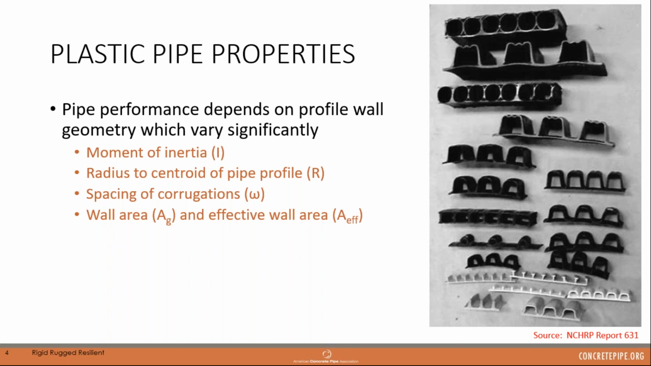The moment of inertia, the distance from the centroid of the pipe wall to the outermost element, which is an important thing to know for calculating stresses in the pipe wall, the spacing of the corrugations, and the effective pipe wall area, we'll talk about that in a little bit, they all play a pretty significant role in determining what those wall stresses are and what you end up having for estimated deflections.